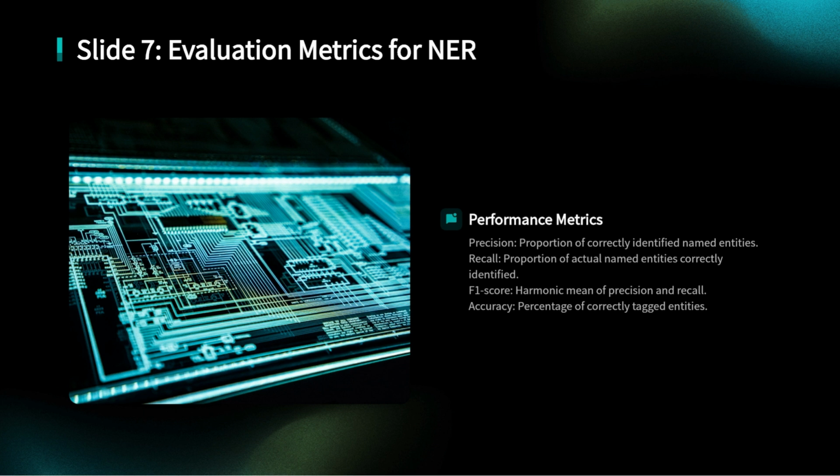F1 score. The F1 score is the harmonic mean of precision and recall, and it provides a balanced evaluation metric. It's especially useful when dealing with imbalanced data, e.g., many non-entity words and fewer entities. Accuracy. This is simply the percentage of correctly labeled entities out of the total entities. It is a general metric, but it might not always reflect the nuances of performance in real-world applications.